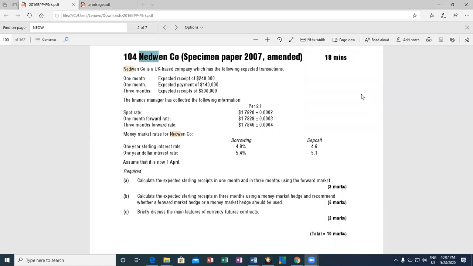The second one is supposed to be 1.7822, isn't it? So in that case, we are writing our exchange rate like this. We are writing it as 1.7818 all the way to 1.7822. We have here dollars per what? Per pound.